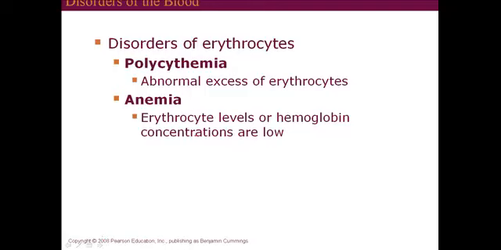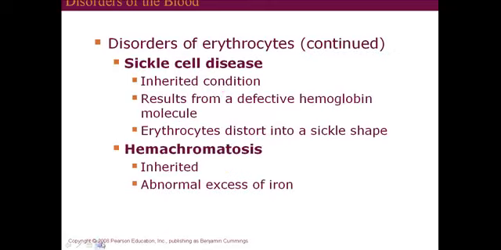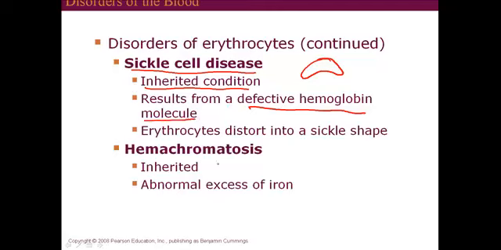So disorders of red blood cells: you can have too many, and that would be called polycythemia. You can have too few, which is called anemia. You're familiar with that, I'm sure. You can have sickle cell disease, where the shape of the red blood cell changes into a sickle cell formation, and it can't carry enough oxygen. It's an inherited condition, results from a defective hemoglobin molecule. Erythrocytes distort into a sickle shape. Then there's hemochromatosis. This is inherited, and this is abnormal excess of iron.